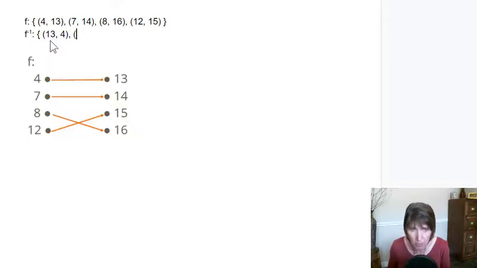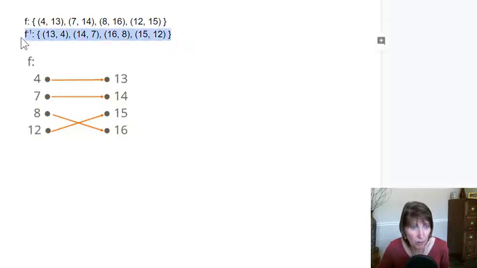Then it'll be the next one reversed, which is 14, 7. And then the next one reversed, which is 16, 8. So with a set of pairs, all I need to do is simply reverse each pair. And now I've defined the inverse. All right, so that's the inverse just by swapping each individual pair.